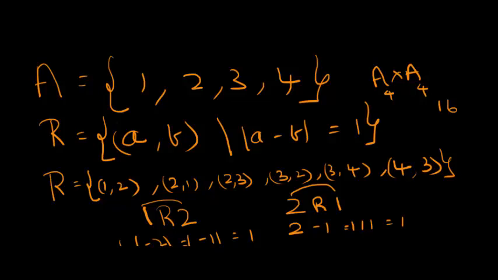So, in this fashion, if a is related to b under the relation R, that implies that b is also related to a. A relation which satisfies this condition is said to be a symmetric relation.